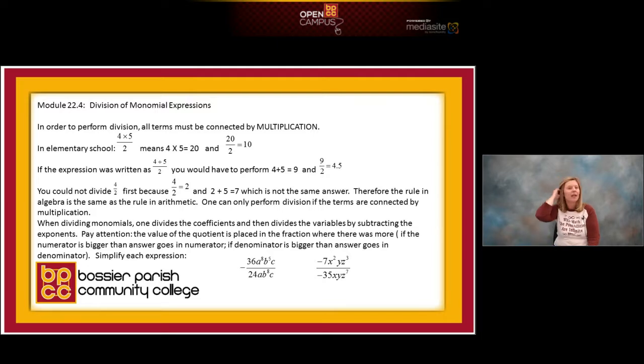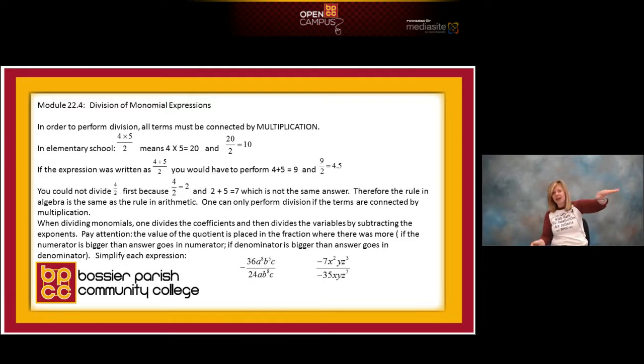So think about that. If you had the expression 4 plus 5 divided by 2, and you said, well, let's divide first. Let's take 4 and divide it by 2. Okay, 4 divided by 2 is 2, but 2 plus 5 would be what? It would be 7. And you know the answer is not 7. The answer is 4 and 5 tenths. So that shows you from arithmetic, you are not allowed to do division unless you're connected by multiplication. And that rule is going to follow us all throughout this algebra.